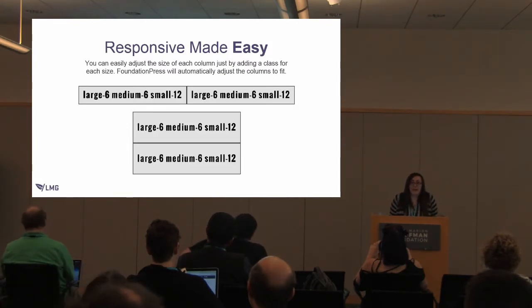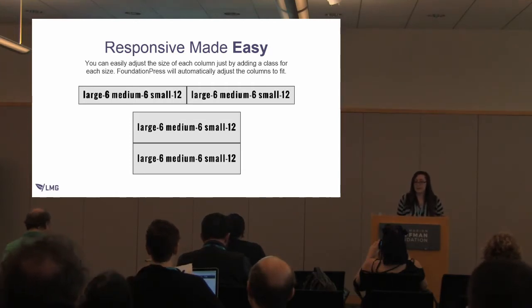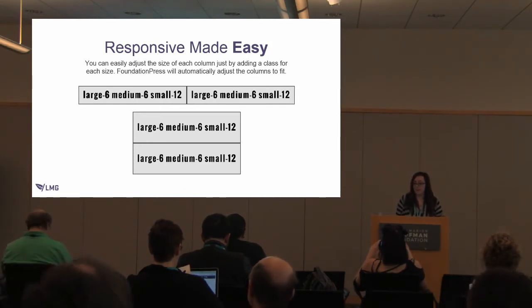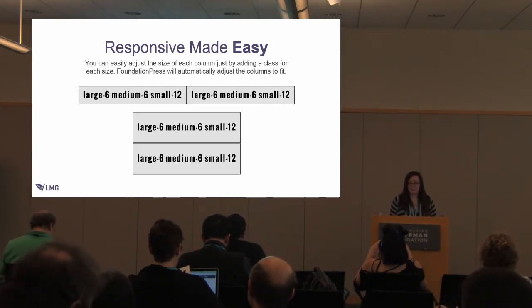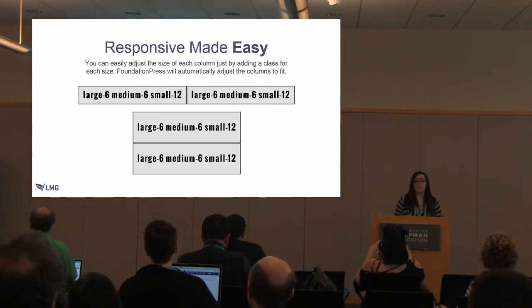The biggest reason that I like using FoundationPress is that it's made responsive extremely easy. So basically, you can easily adjust the size of each column just by adding a class for each size. FoundationPress will then automatically adjust the columns to fit. So in this example, we have 2 columns, both with the same class of large 6, medium 6, small 12. And what that tells us is that on large and medium screen sizes, they're both going to be 6 wide. So that's half the screen, and they're going to be next to each other. But then on small screen sizes, they're going to change to 12 wide.